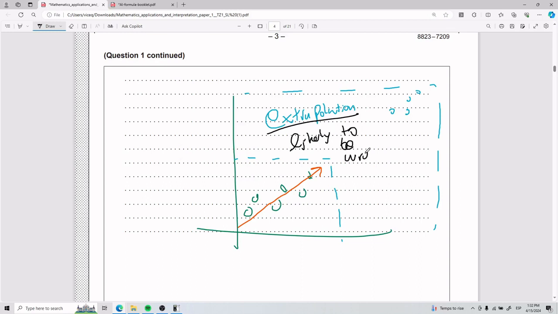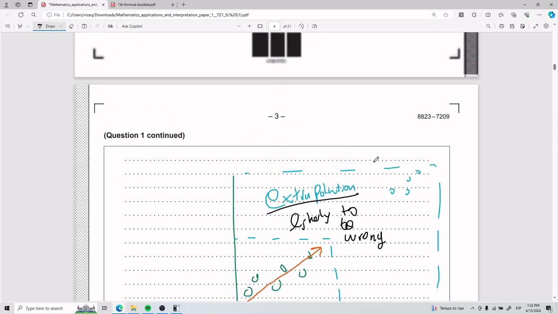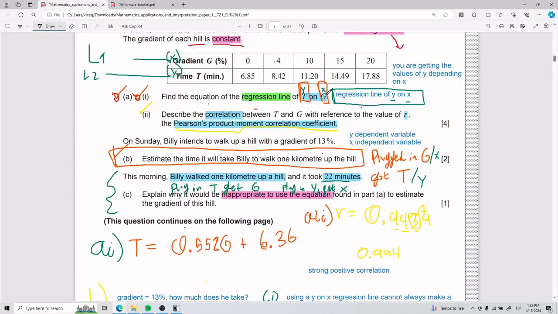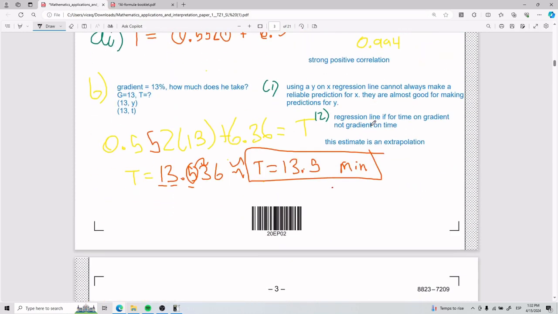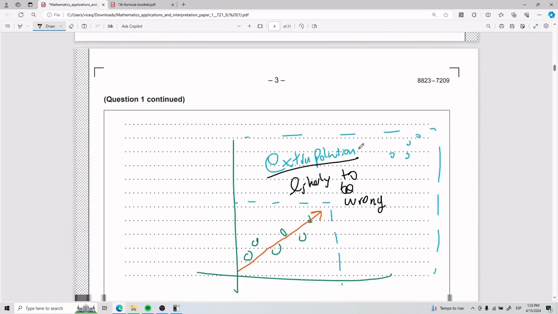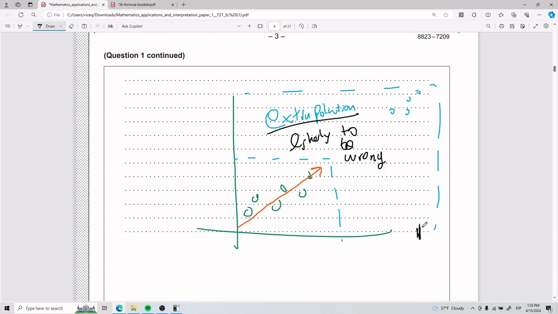Now, it depends on the context always, okay? But let's say that you have a very extreme gradient. Let's say that Billy's dealing with gradients from 0 to 20. Let's say you try to extrapolate for a gradient of 100%, okay? It's literally a vertical wall. Time there would be so much more, you know? It would not be wise to extrapolate with a very, very high gradient. And so if you suddenly have a very, very high gradient, it's an extrapolation, it's likely to be wrong.